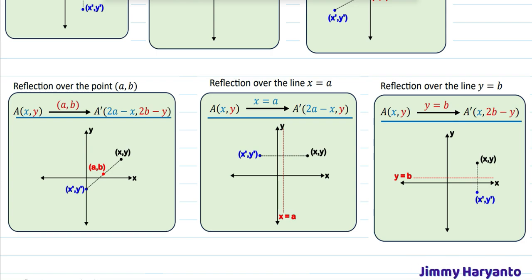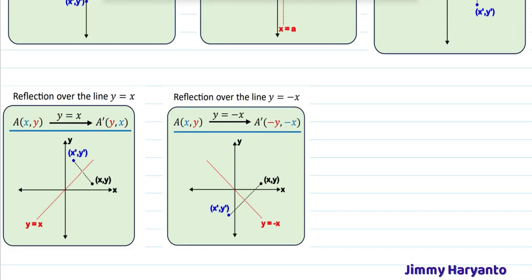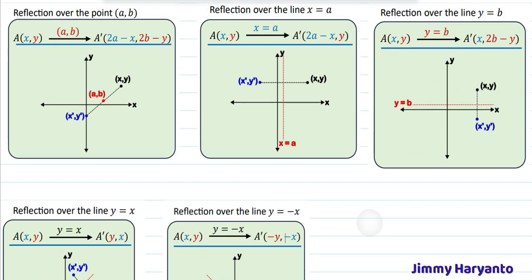For the reflection to the line x equals to a, the x will become 2a minus x and the y is still the same. For the reflection to line y equals to b, the x will be the same and the y will be 2b minus y. And then reflection to y equals to x, the x and y will be swapped all together, and then y equals to -x, you swap the x and y and then give negative sign for both of them. Okay, yeah, so you have to memorize all of these formula.